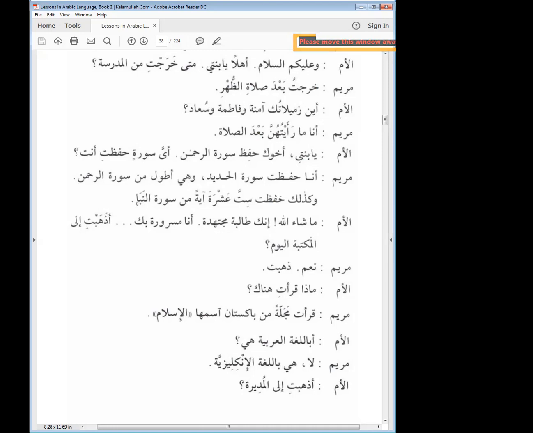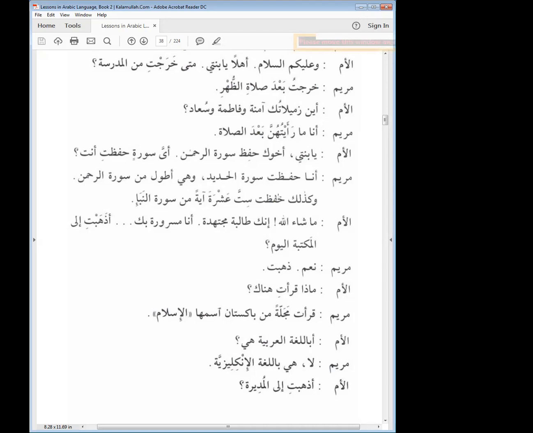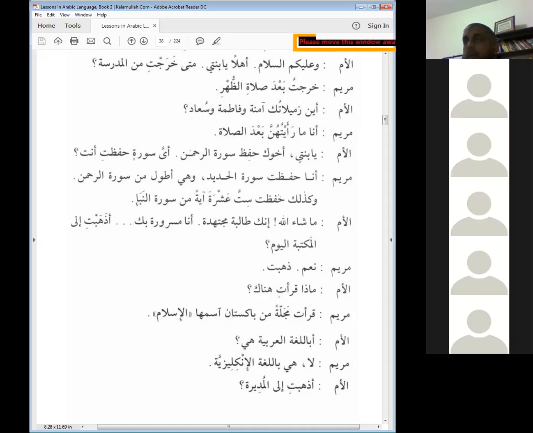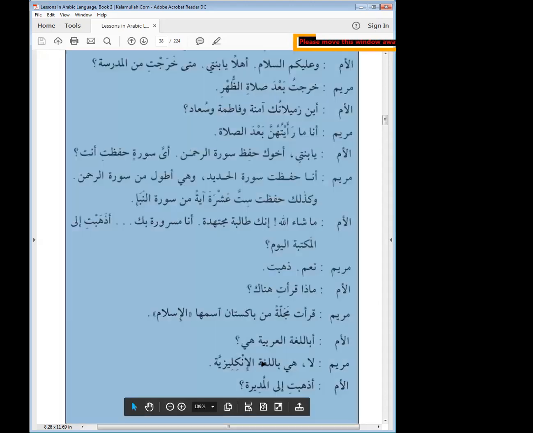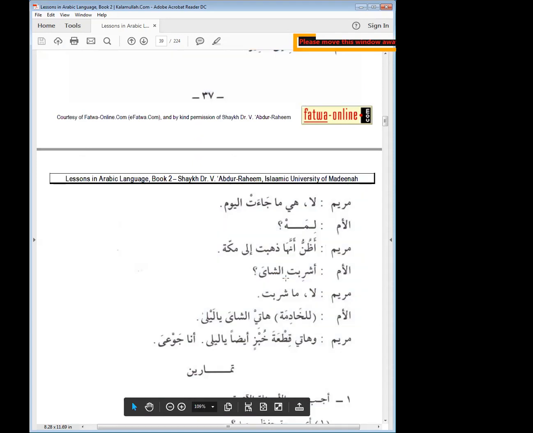Right, the next topic here is the word adhunnu. Adhunnu means I think. Dhanna yadhunnu, adhunnu means I think, or I suspect, or I believe. So, for example, when Maryam told her mother, adhunnu annaha dhahaba. I think that she went to Makkah. أظن أنها ذهبت إلى مكة. I think that she went to Makkah. So that's the word أظن.